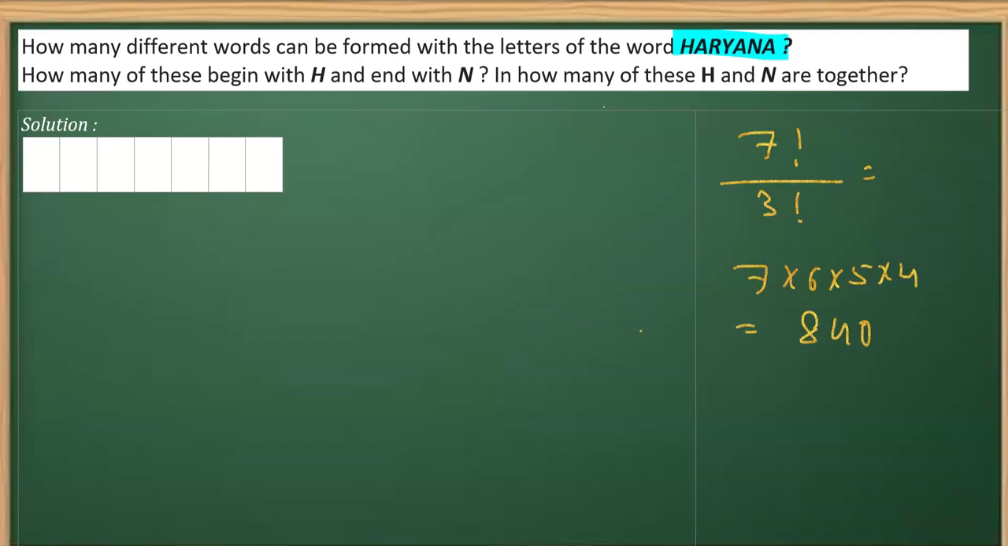Now, as we read the next part, it says how many of these begin with H. That means the first letter is H here and it ends with N. So these two letters are fixed and I can now see that we are left with 5 more slots. And these 5 letters can be arranged in 5 factorial ways.